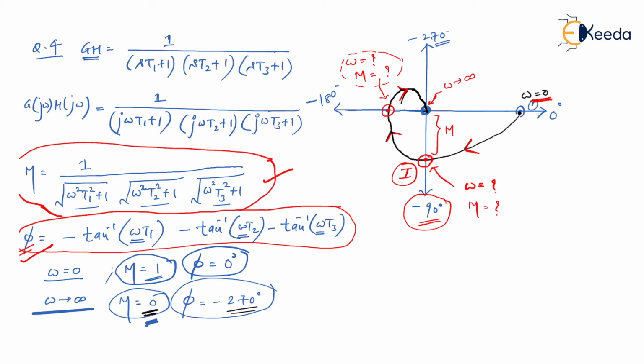That is point number one, the first intersection point, and the second intersection point. So let me start with the first intersection point, where it is minus 90 degree, where my polar plot is crossing minus 90 degree. Let me go for it. So I'm talking about the first intersection point.